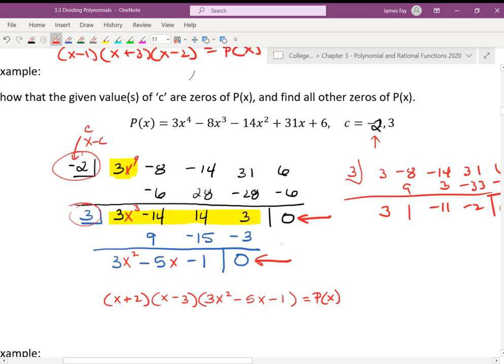Okay, Sam? If you don't have any value at the end that doesn't have an x, like the plus 6 up there, if you didn't have anything and you're doing synthetic division, do you need to put a 0 in for it? Yeah. Okay. Yep.